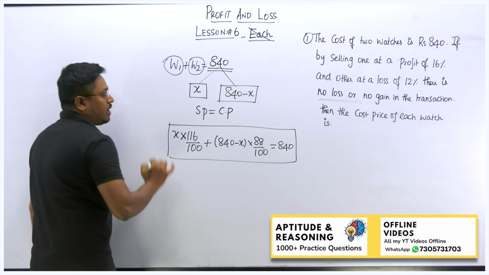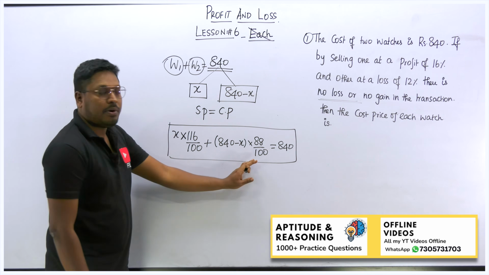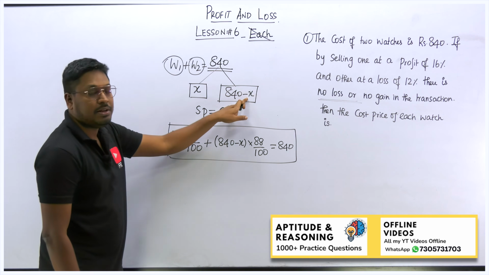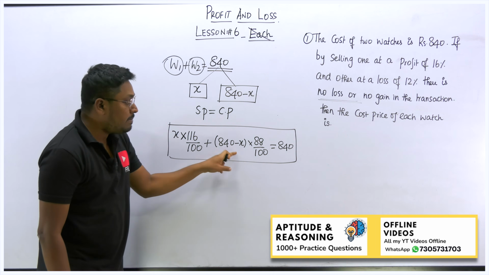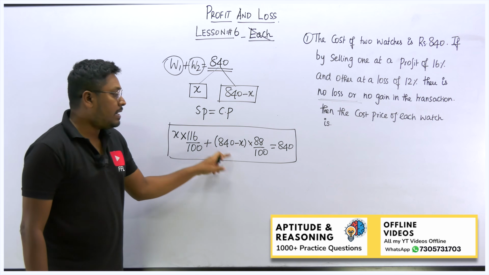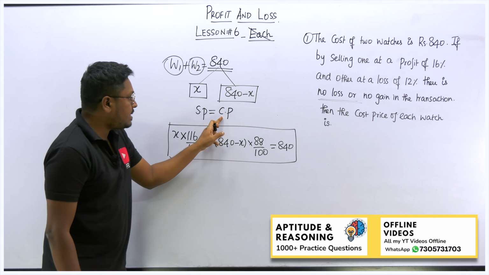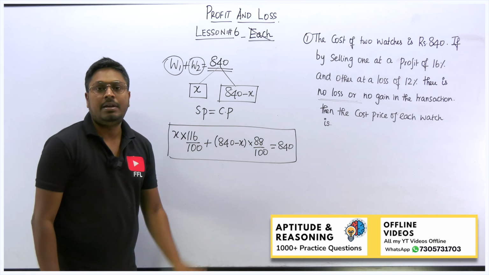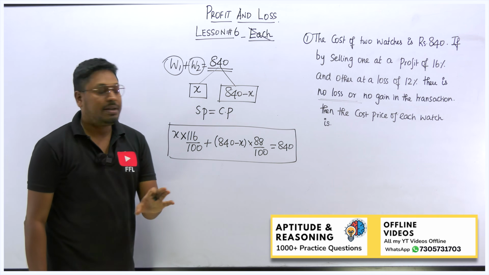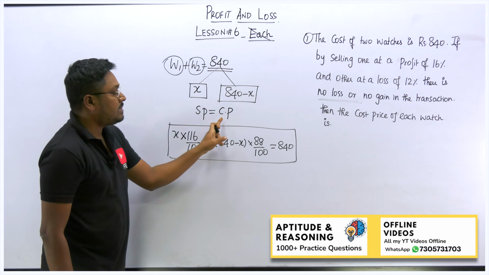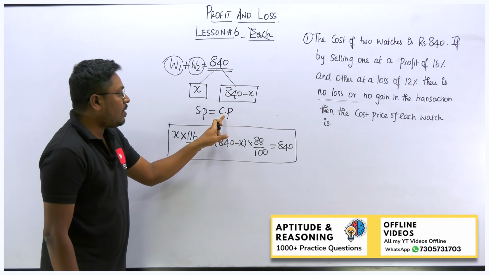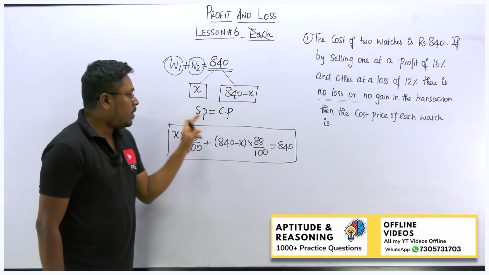So friends, understood or not how I wrote this? This is the most important step. Everyone knows how to solve this value, but writing this equation is the major thing, right? Every time look at the clue, whether selling price is equal to cost price or both the selling prices are the same, some clue will be there in the question. By using the clue, try to solve it. So we have found the clue that selling price is equal to cost price. We know the cost price of the two watches is 840. What about the selling price?